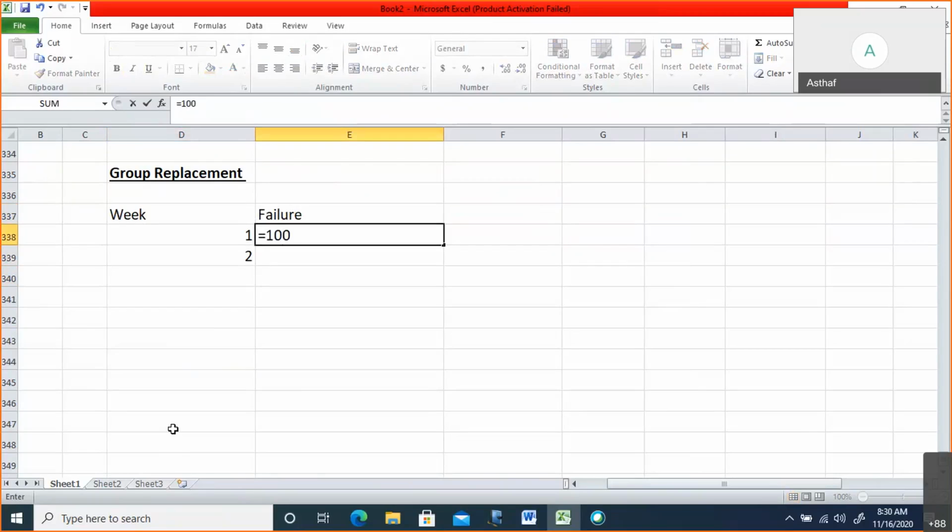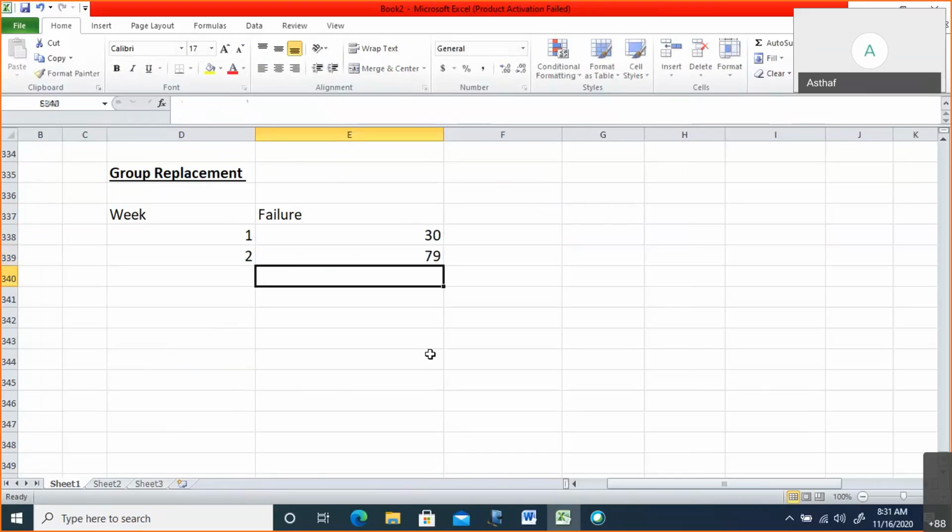Everyone listen now. 100 into 0.3. Next day, 100 into 0.7, because we have already found 0.7. This first week we have made a failure of 30. That is now 1 week old, so for that it will come 0.3. This is the thing which I was telling in the last case also. So 100 will become second week, for that it will be 0.7. 30 will become now first week, for that it will be 0.3.